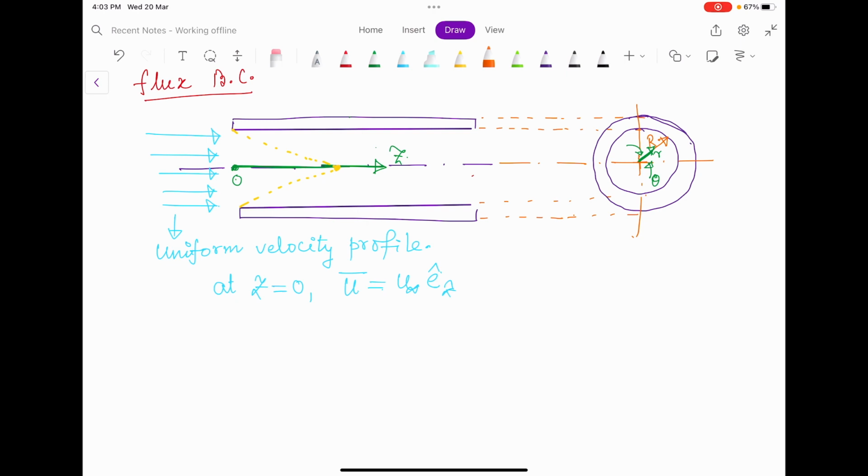So this is the hydrodynamically developing region, okay, and after that there is some region that is called the fully developed region, okay, and this is the developing region hydrodynamically, and then we have the developed region. So here what will be the velocity profile? The velocity profile will be something like this: at the wall it will be 0, then it will grow, and here it will be the uniform velocity profile, and here again it will be 0, right, okay.